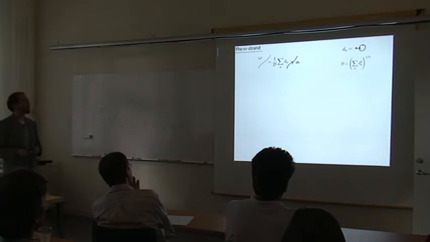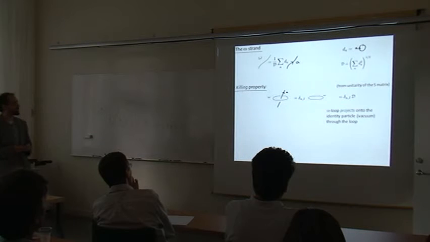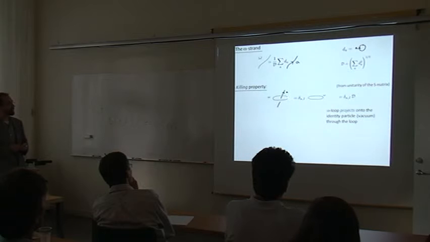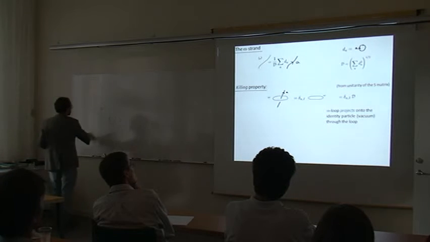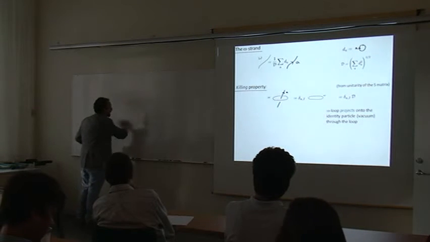Now, the reason I've constructed this combination is such that an omega loop will have what's known as the killing property. The killing property is that if I try to stick a particle through the omega loop, the only thing that will not give zero as a partition function is if that particle going through is the identity particle. So the omega loop will kill any non-identity particles trying to go through it. So it's projecting to the identity particle going through. The reason for this is from unitarity of the S matrix. This is something we saw a couple times this month.